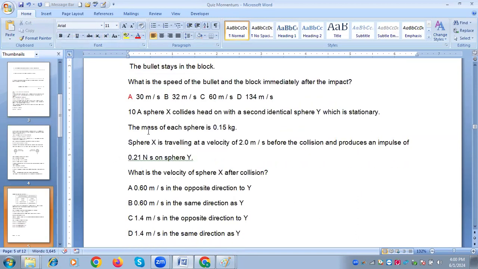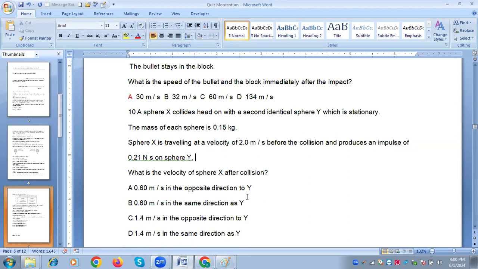Now, question number 10. Sphere X collides head-on with a second identical sphere Y, which is stationary. The mass of each sphere is 0.15 kg. The sphere X is traveling at a velocity of 2 meter per second before the collision and produces an impulse of 0.21 Newton second on sphere Y. What is the velocity of sphere X after the collision?